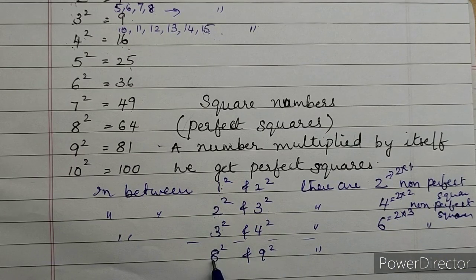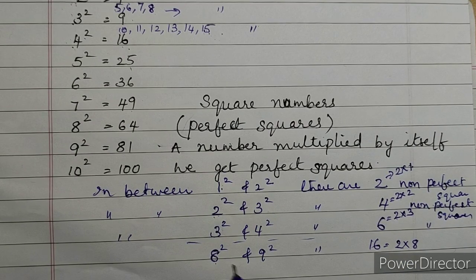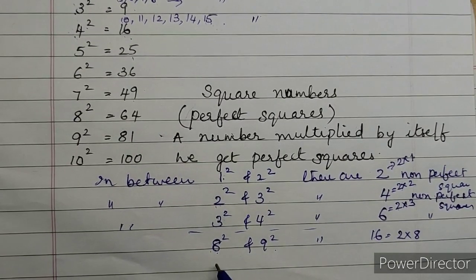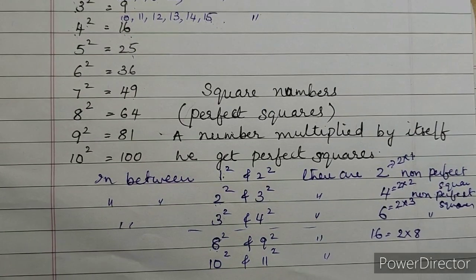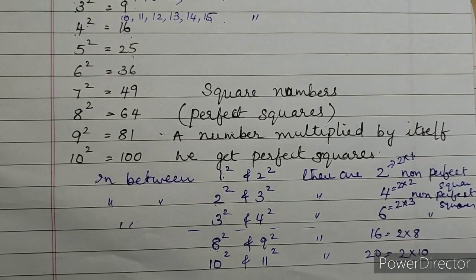So how will you write this one? For 8 square and 9 square, you have to take this number, that is 2 into 8. 16 non-perfect square numbers will be there in between 8 square and 9 square. Like that, if it is 10 square and 11 square, how many non-perfect square numbers will be there? That is 10 into 2, or 2 into 10, so 20 non-perfect square numbers will be there.